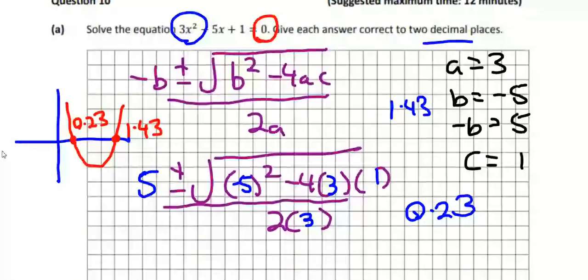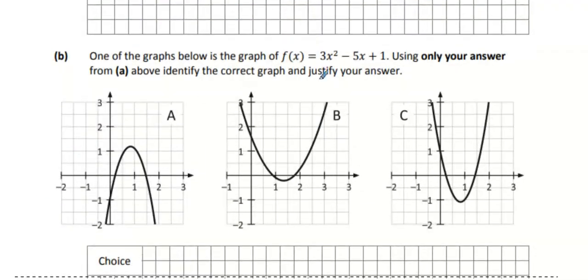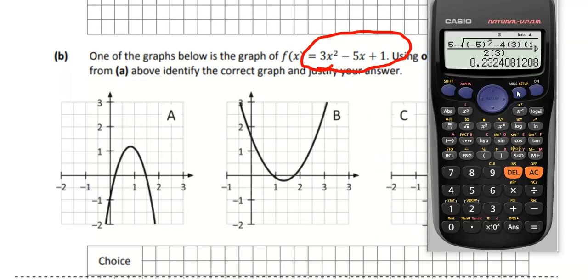So if we go down a page, all right, it gives us the same formula, doesn't it? Would you all agree with that? It gives us the same formula and goes, using only your answer from A above, identify the correct graph and justify your answer. Now, if this is a junior cert test, what I could also do is go to my table function. Does everybody remember the table function? And I could do 3x squared minus 5x plus 1.